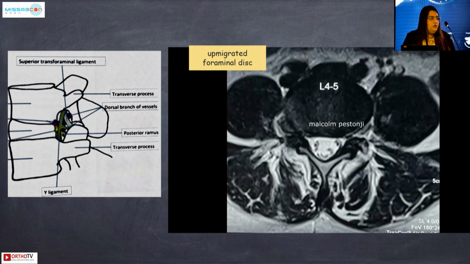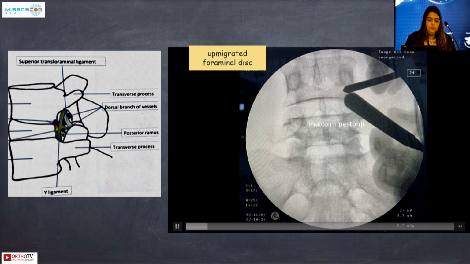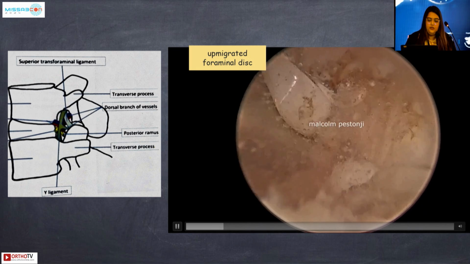So having done so, we need to be aware of certain anatomical structures that we may encounter, and this video from Dr. Malcolm provides a great demonstration of this anatomy. Here you can see this is a right-sided upmigrated disc in the foramen. We have targeted just below the superior pedicle. You can now see the endoscopic picture.